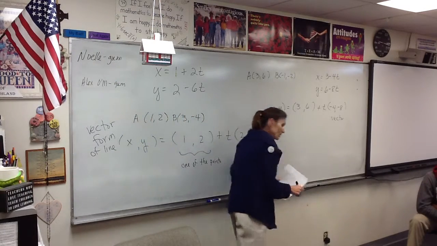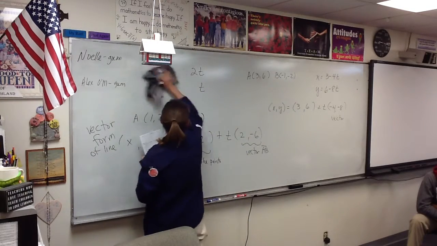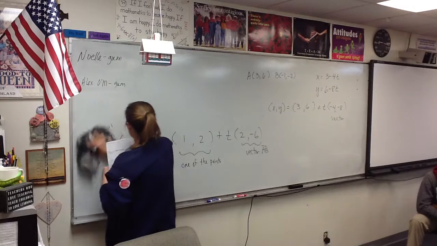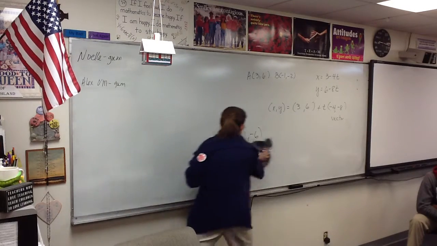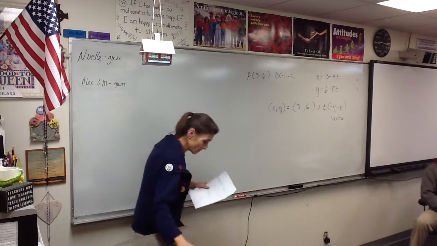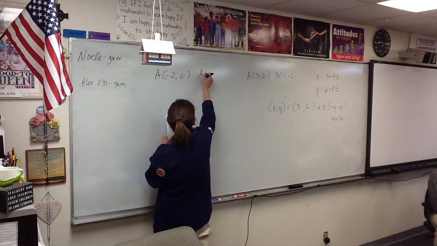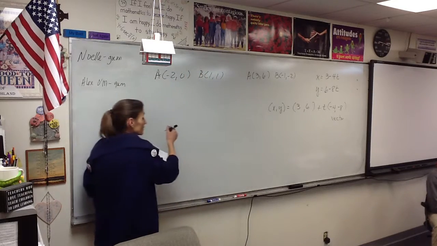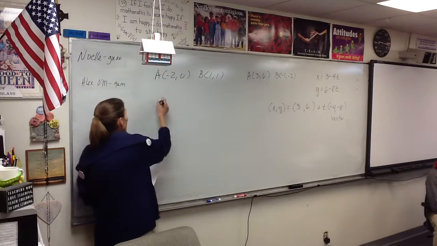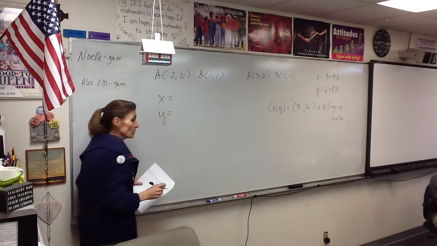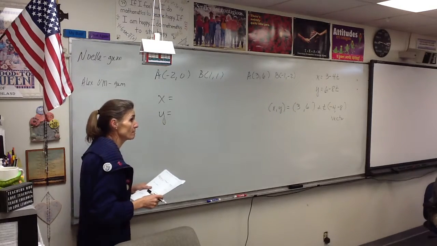Okay, we'll do one more together, and then you can do the last one on your own. We'll see if you got it right. So here we go. Our points are negative 2, 0, and 1, 1. Our goal is to come up with x equals and y equals. Those are the parametric equations.